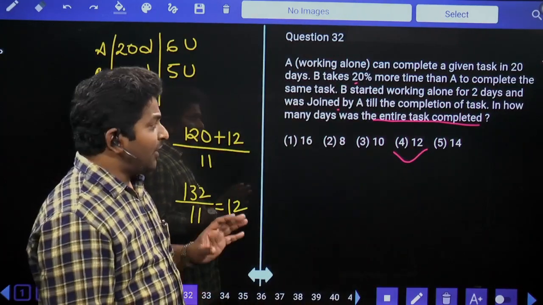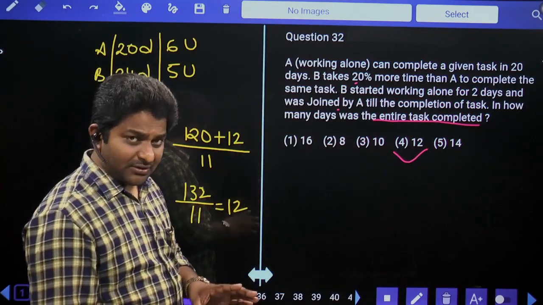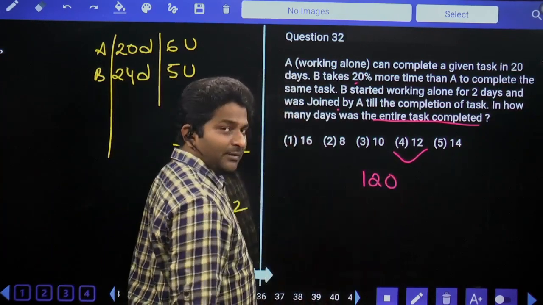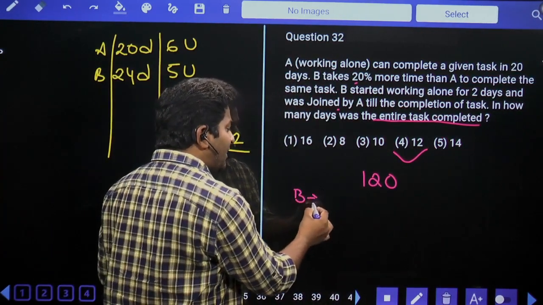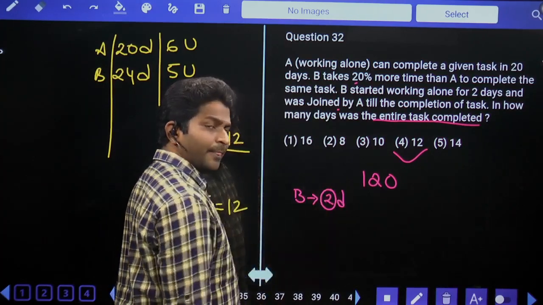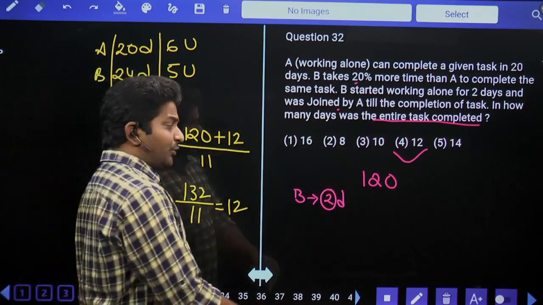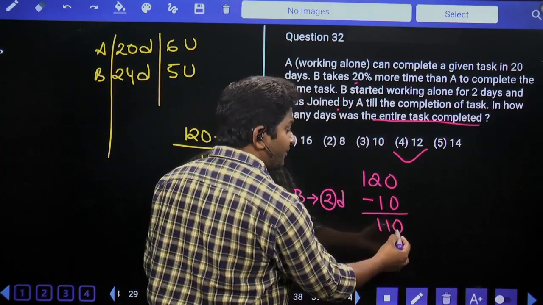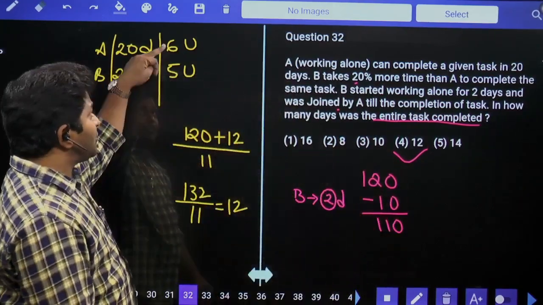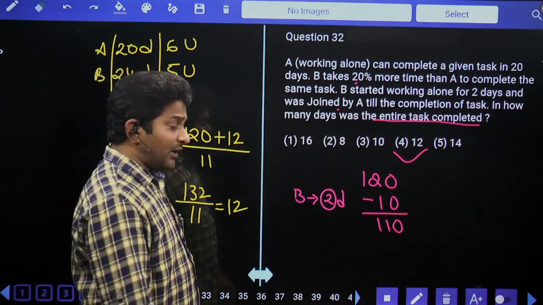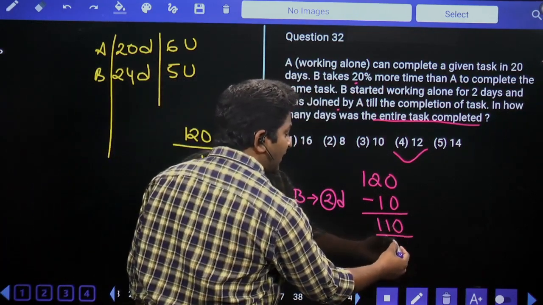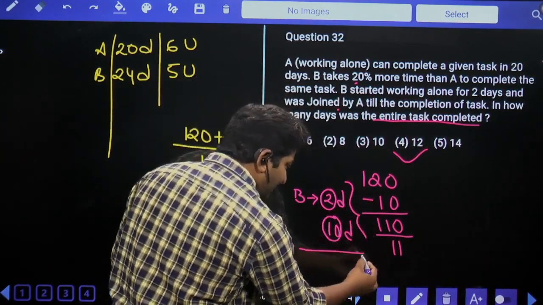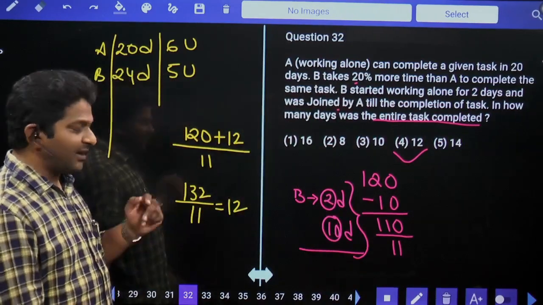Just remember one thing. If you know perfectly how many days a person worked, you can directly subtract it. Now let me show you that also. Total units are 120. You know that B worked for the first 2 days. In 2 days, B can complete 2 into 5, that is 10 units of work. Remaining is 110. Now this 110 is done by both A and B together. A and B together can do 11 units, and to complete this, they need 110 by 11, that is equal to 10 days. So total work is completed in 2 plus 10, that is 12 days. Again, we are getting the same answer.